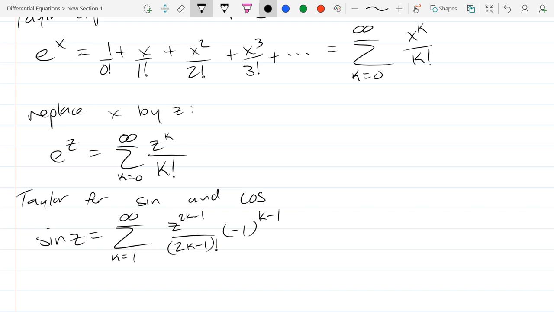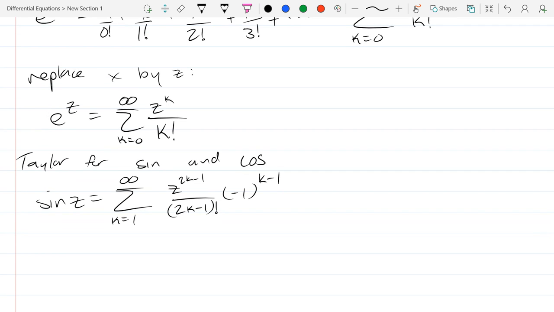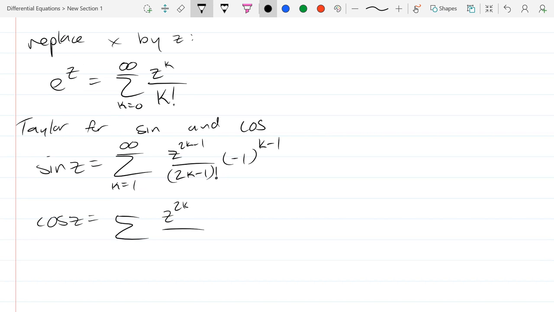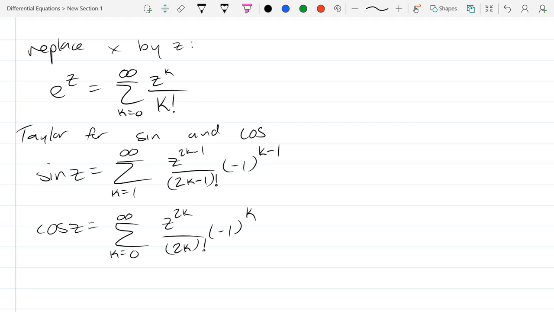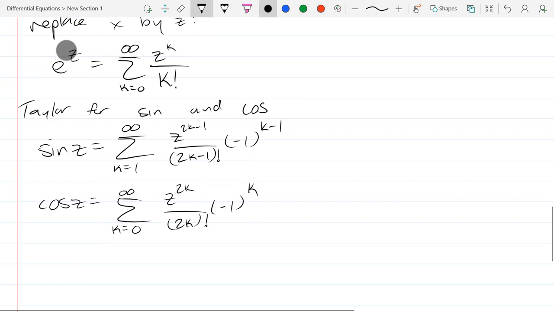I don't expect you to have this memorized. They're somewhere around chapter 10 in your textbook. So there was sine, now cosine. It's similar, except it's all the evens. So it's z to the 2k over 2k factorial, negative 1 to the k, and this one starts out k equals 0 to infinity. So I don't expect you to have these memorized already, but you should at least be aware that they existed at some point in Calc 2 or Calc 3. All right, so these are alternative ways to think about e to the z, sine of z, and cosine of z.